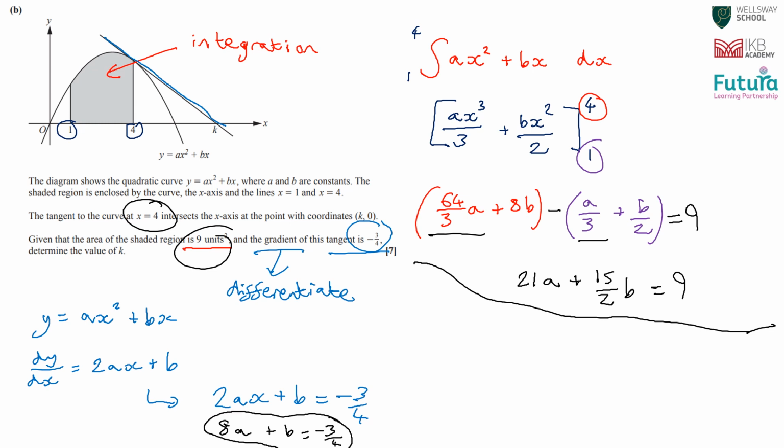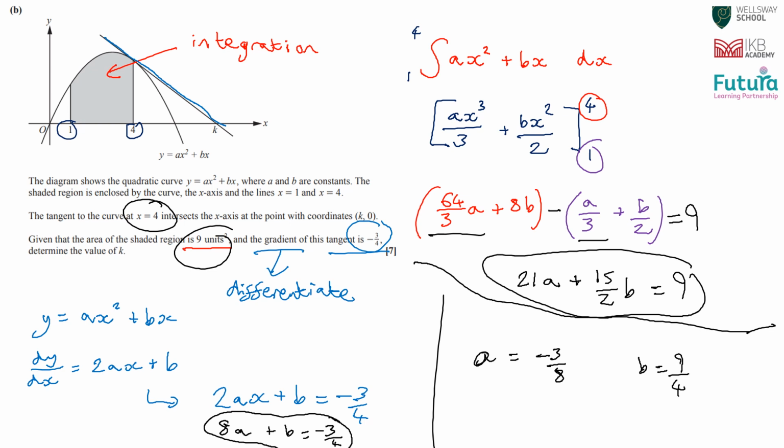And so what we've got now is 2 equations that we can solve simultaneously. You can use the simultaneous equation function in your calculator to solve those. So let's try solving those now. So 21a plus 15 over 2 b equals 9. And then we've got 8a plus 1b is minus 3/4. When you substitute those in and solve them using your calculator, you should get that a is minus 3/8, and that b is 9 over 4. So a is minus 3/8 and b is 9 over 4.